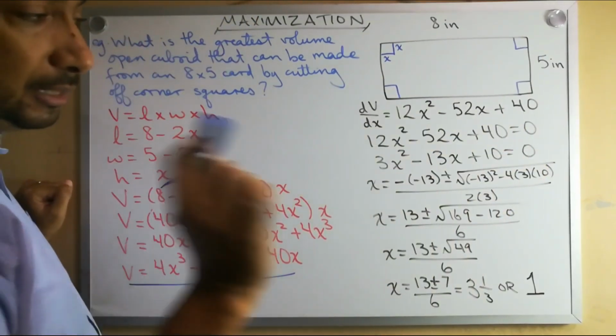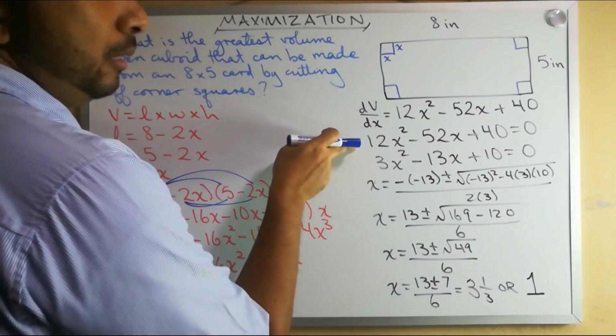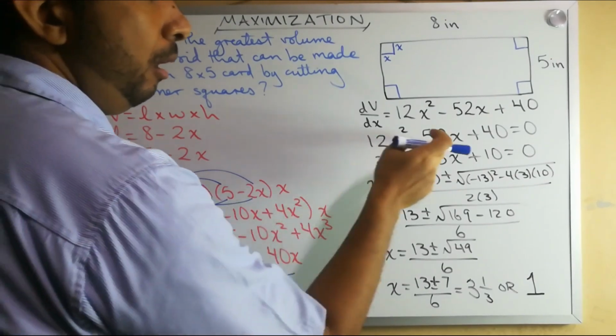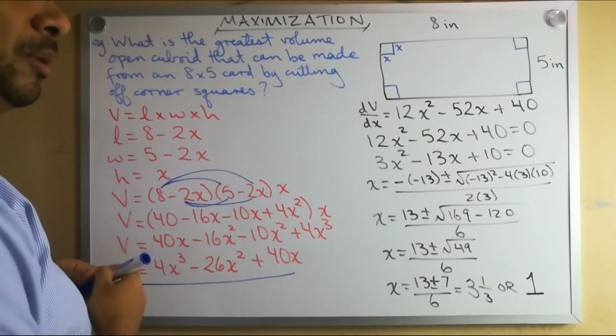Then here's a little tip that I like to use. When I look at this equation here, I notice that all of these 3 terms are divisible by 4. They have a highest common factor of 4.